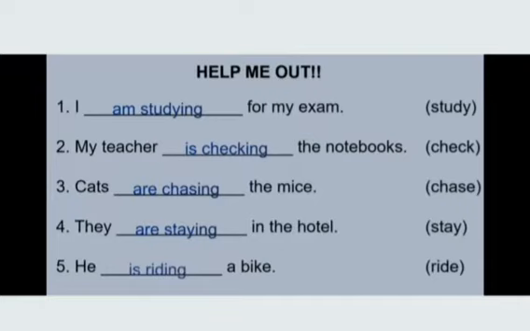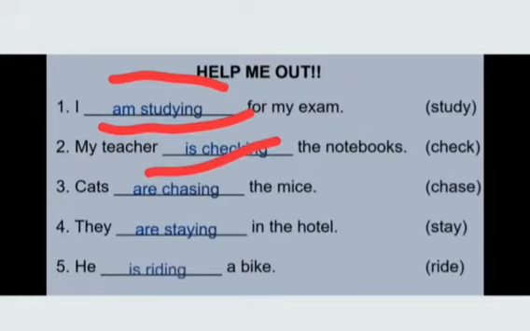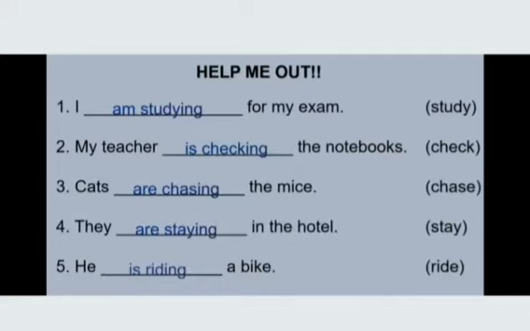So here are the solutions. First one is I am studying. Next, my teacher is checking the notebooks. Only with I can we use am. This my teacher is a third person singular form, so with that we use is. Number three, cats are chasing the mice. Cats is third person plural, so here we add are. They are staying in the hotel. Again, he is riding a bike.